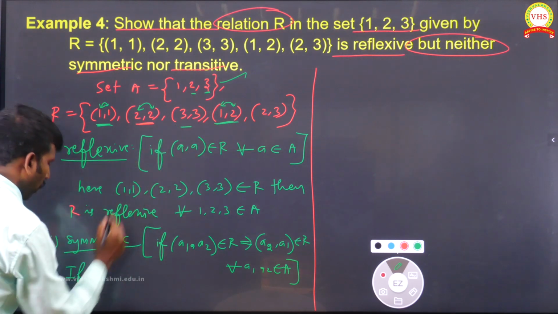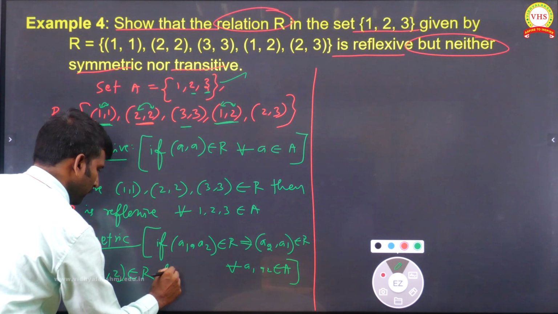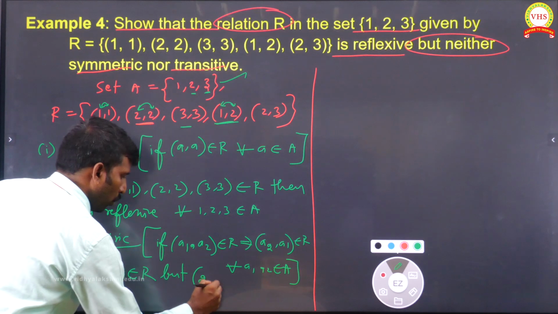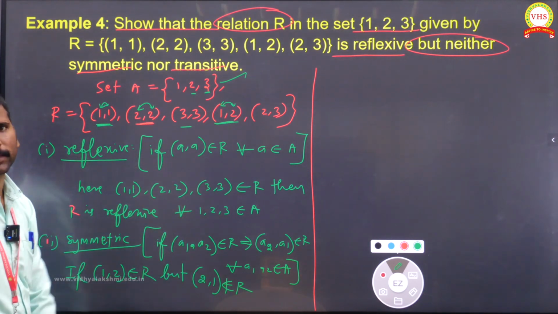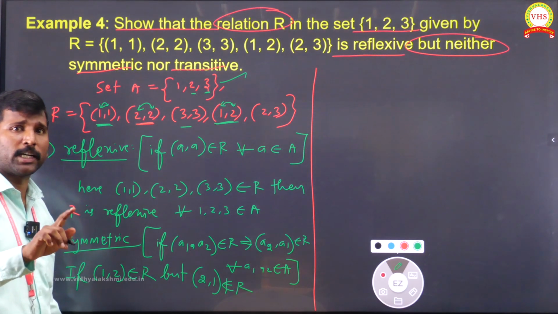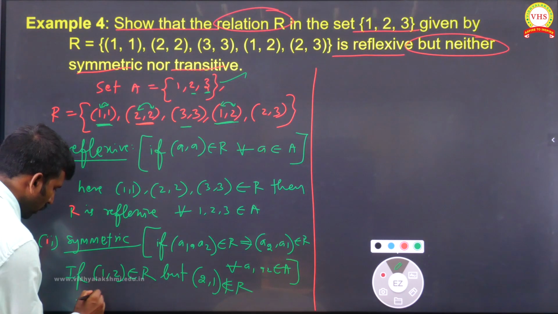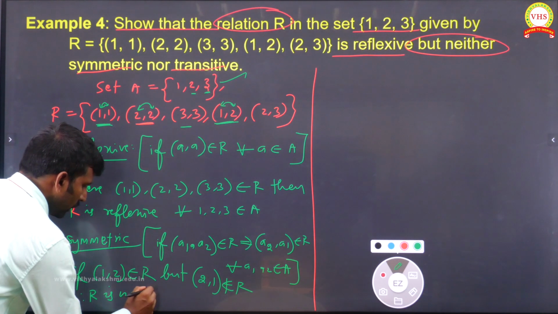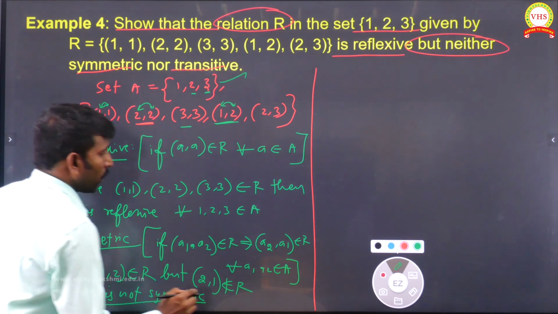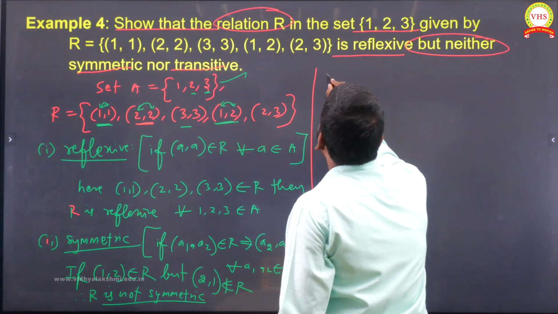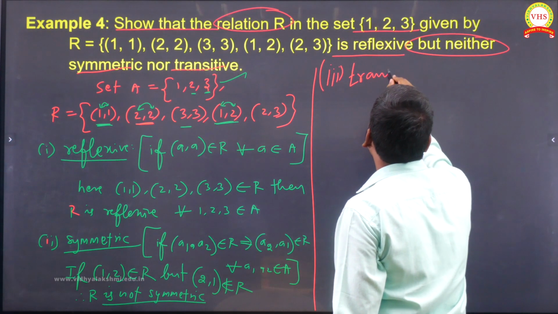So what do you do? If you take 1 comma 2, 1 comma 2 belongs to R, but 2 comma 1 does not belong to R. So what will you say? Not symmetric. That's it. Even if any one is not satisfied, we have to say not symmetric. So therefore R is not symmetric. Understand? That's it. Next we'll go to the third one, transitive.